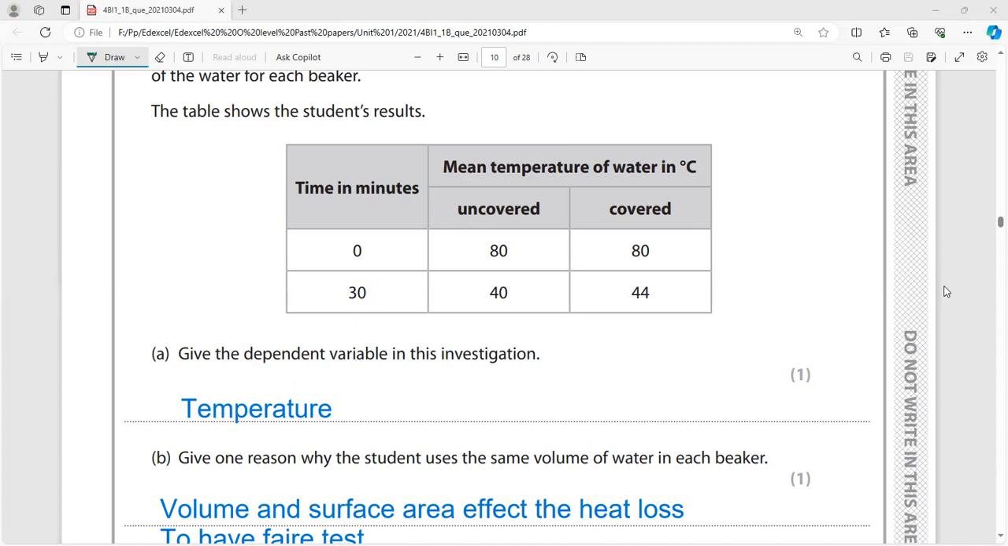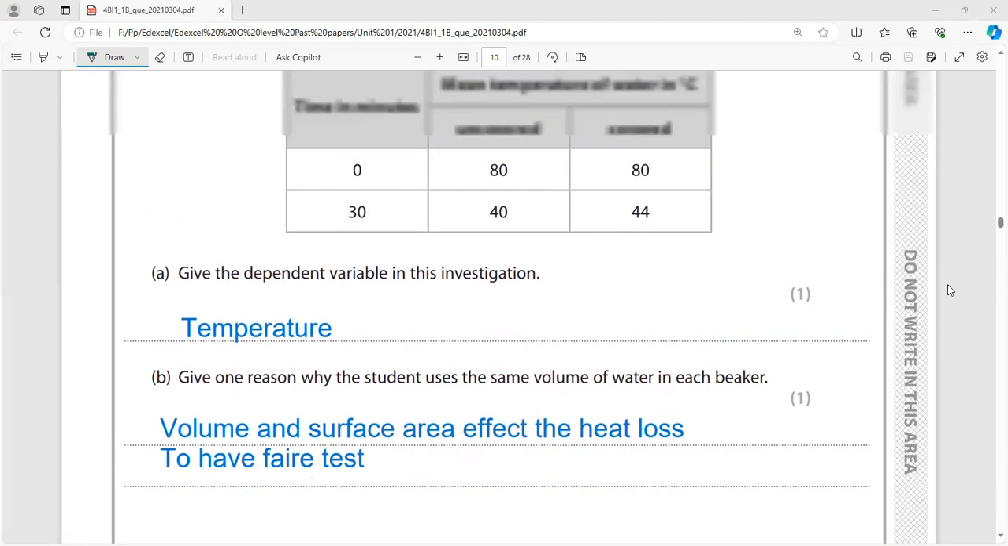Okay, give the dependent variable in this investigation. As we discussed, the dependent variable is your result, which depends on your apparatus. What you are changing, one part covered and one part uncovered, is the independent variable. The temperature is our dependent variable.